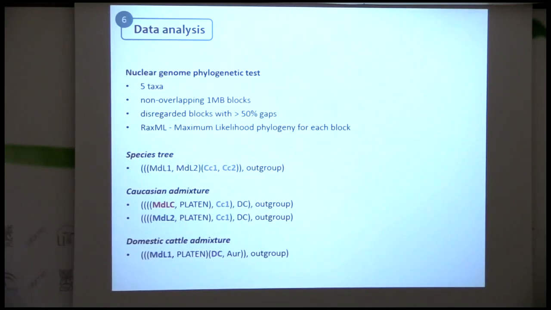So by testing the first tree, we wanted to examine the issue of either monophyly or paraphyly of Caucasian bison. We wanted also to identify genomic blocks resulting from Caucasian bison admixture in modern lowland Caucasian and in modern lowland bison. And we also wanted to identify domestic cattle blocks resulting from domestic cattle admixture in modern lowland bison.